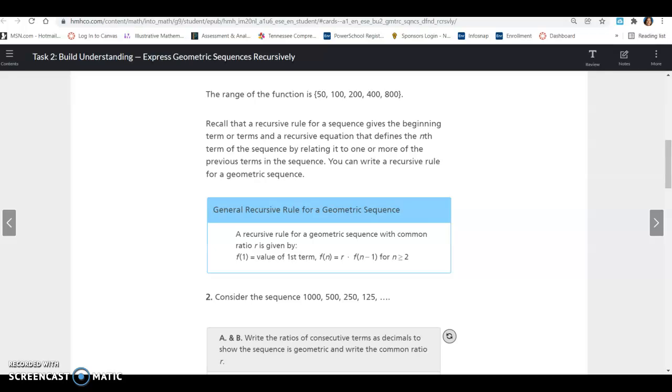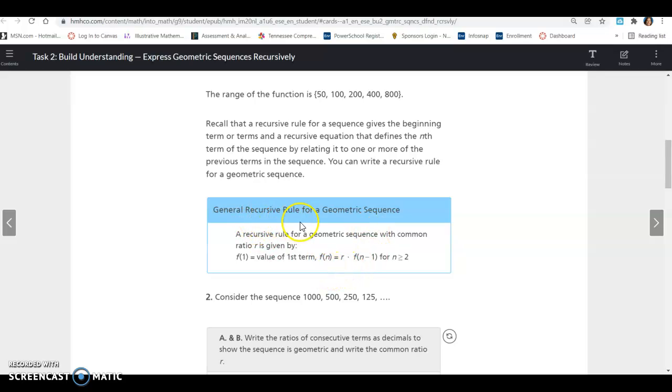and a recursive equation that defines the nth term of the sequence by relating it to one or more of the previous terms in the sequence. You can write a recursive rule for a geometric sequence. All right, so this is important. Make sure you have this in your notes because you're going to see this a lot. And if you learn what this is, this will be very simple, okay?